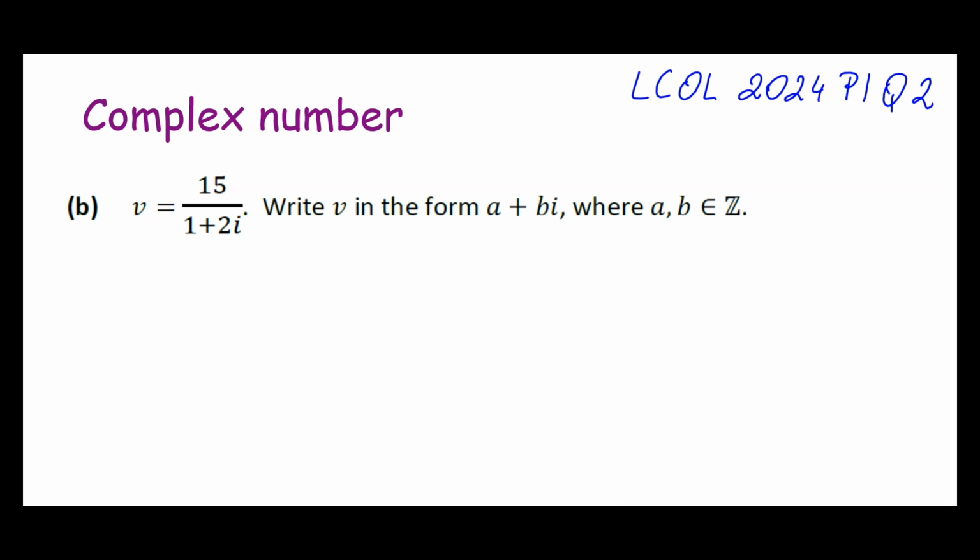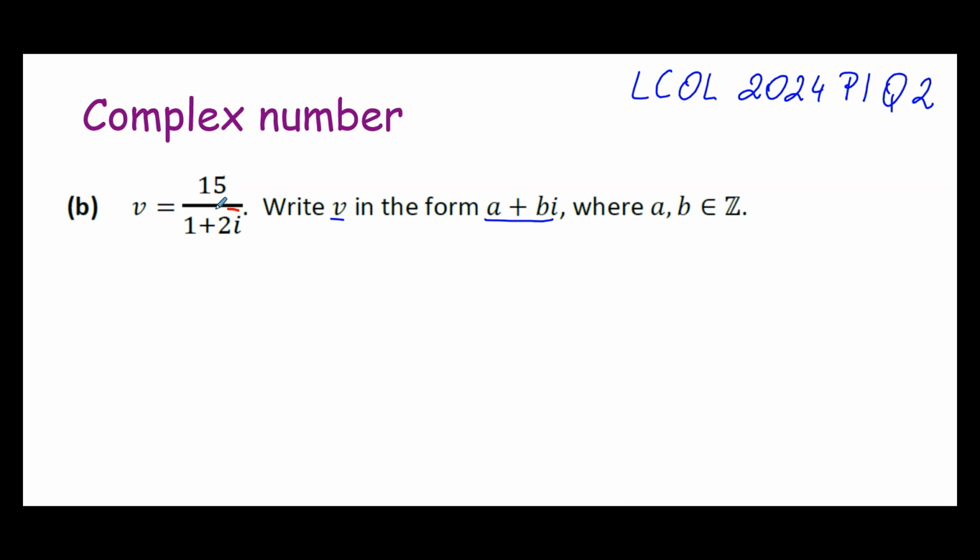Complex number in ordinary level. Let's have a look. So this is question 2, part B. V is equal to 15 divided by 1 plus 2i. So they are saying write that V, that number, in the form a plus bi. So in this form, not as a fraction, but as a number like that. How do we do it?